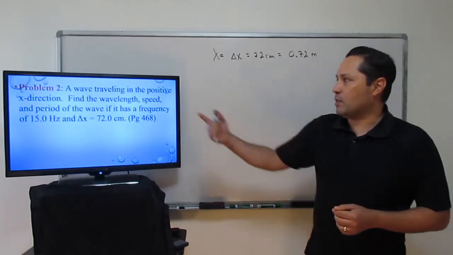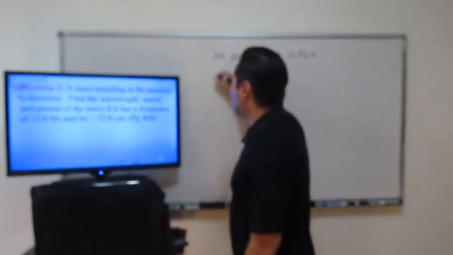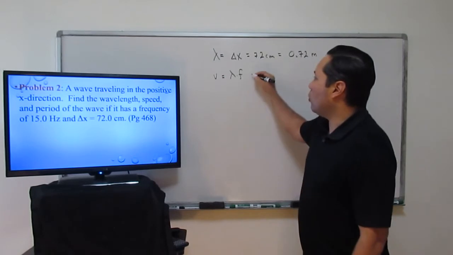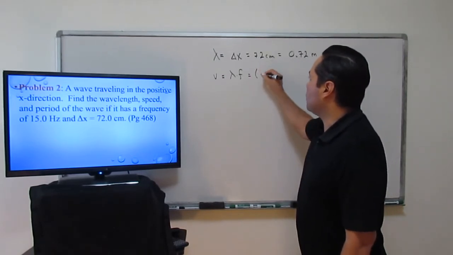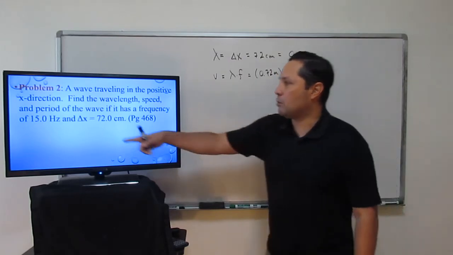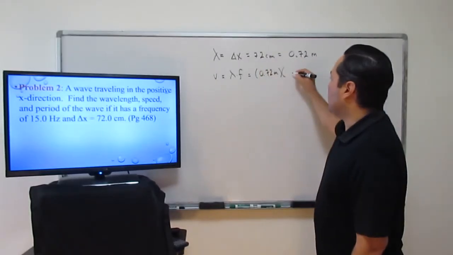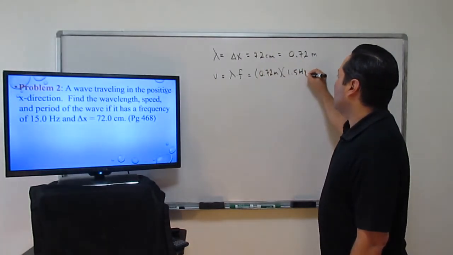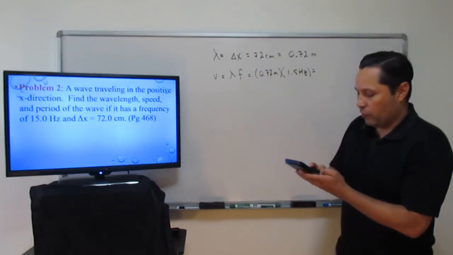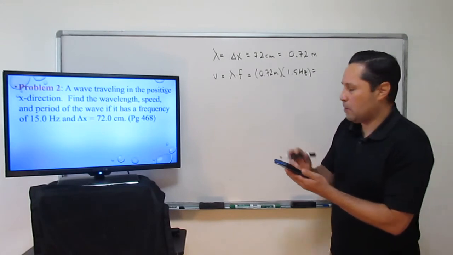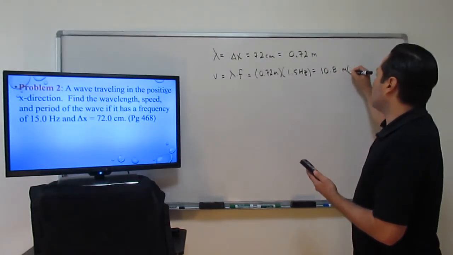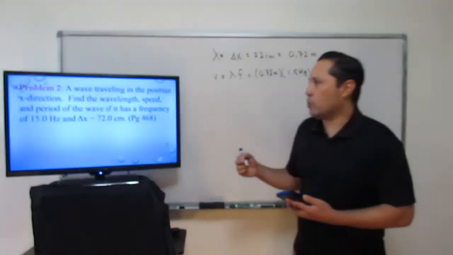Next, let's go ahead and find the speed of the wave. So speed will be velocity equals lambda times frequency. So lambda, which is the wavelength, is 0.72 meters, and we're going to multiply it times the frequency, which is given to us, which is 15 hertz. And if we multiply both of those, we get the speed of the wave. 0.72 times 15 gives me 10.8 meters per second.